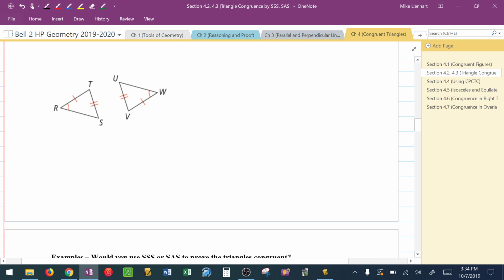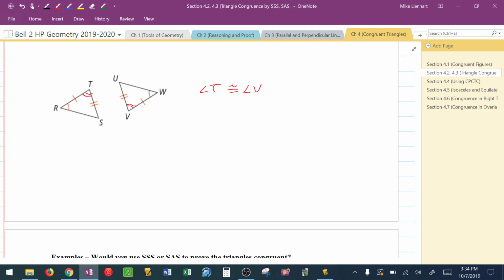All right, so in this problem, what do I need to know? Well, I've got two congruencies of sides. I have a congruency of angles, but that angle isn't the included angle. All right, what I want to do is I want to say, okay, well, if I know that angle T is congruent to angle V, then I can say that the two triangles are congruent by side angle side.